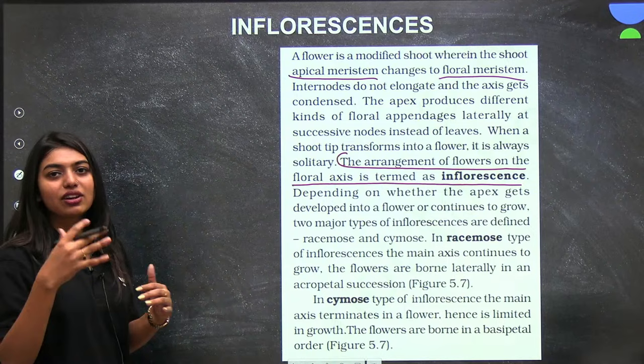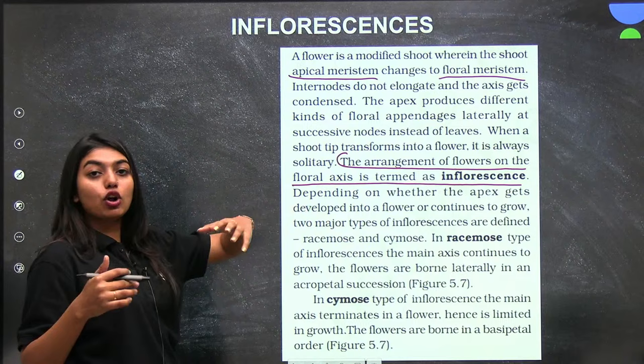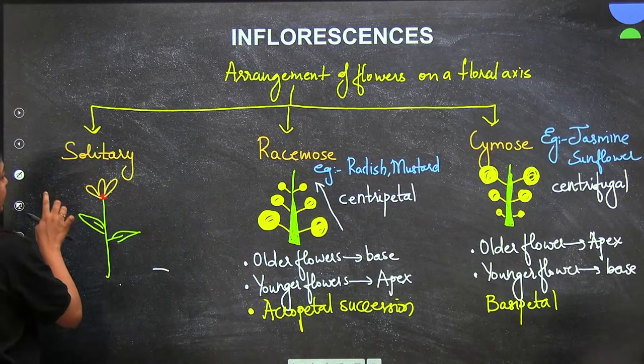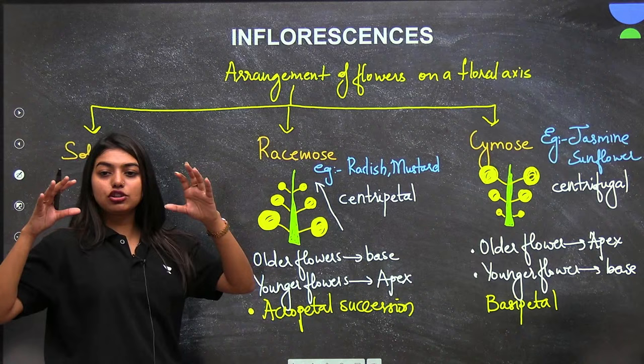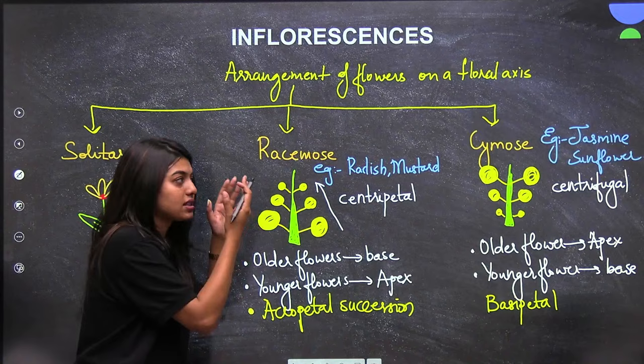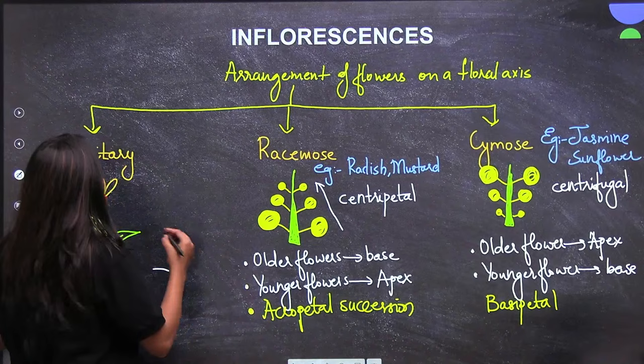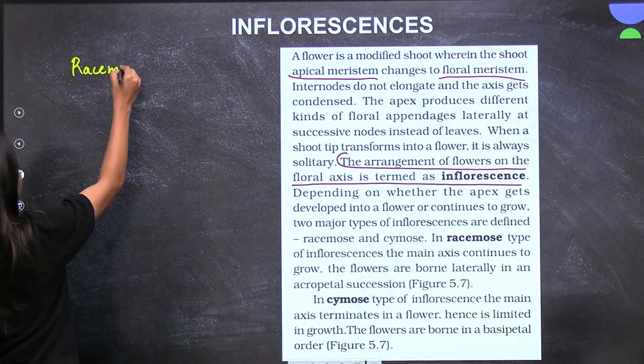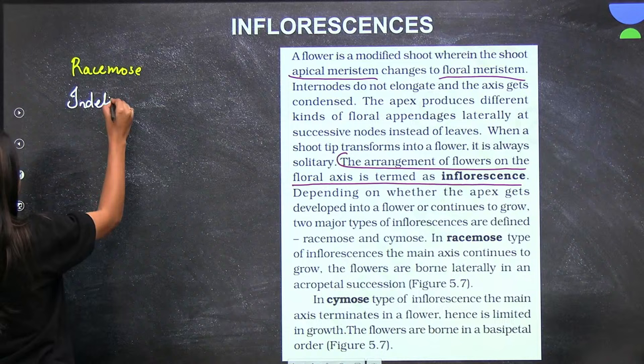Depending on whether the apex gets developed into a flower or continues to grow. Oh, wait. We have one very important thing to add here. Can we check the growth? Tell me, are the younger flowers at the top? Younger flowers are to the top. So we cannot predict when this floral axis is going to stop growing. So this kind of growth, I'll write it here, racemose shows indefinite or indeterminate growth. Clear to all of you?